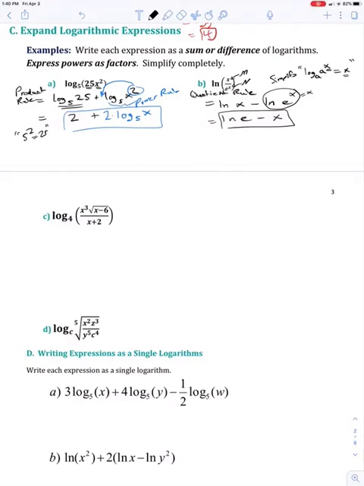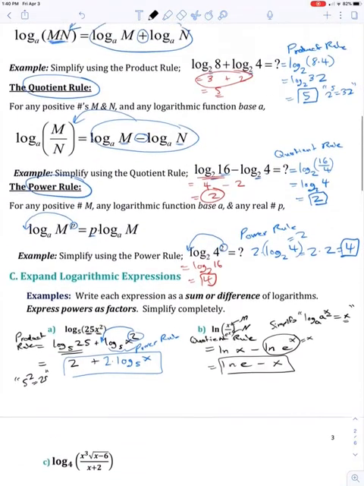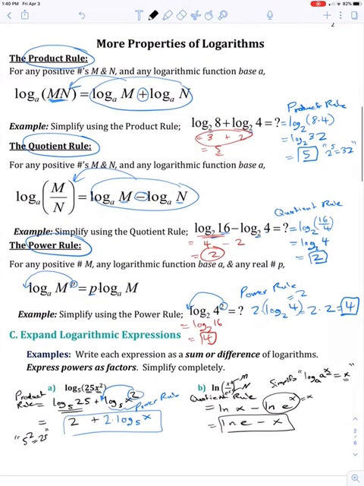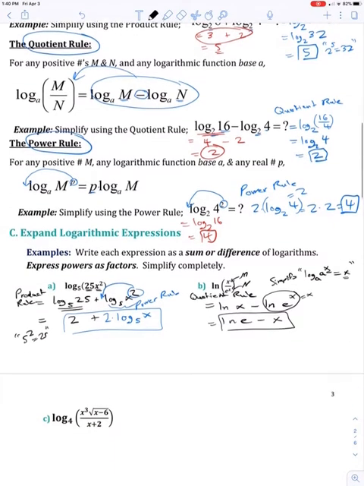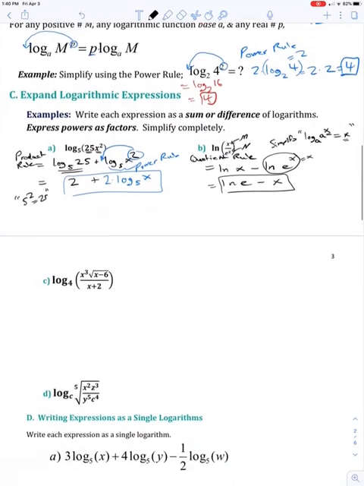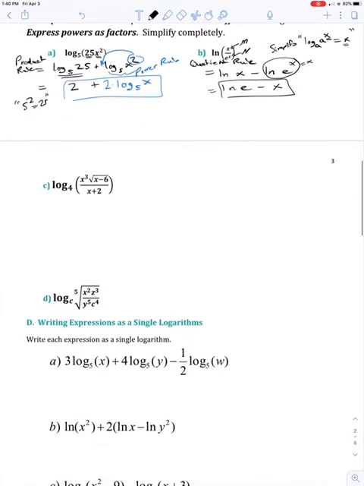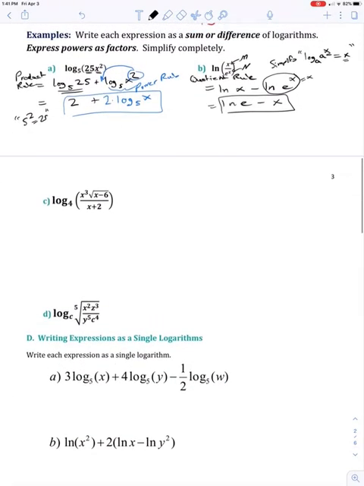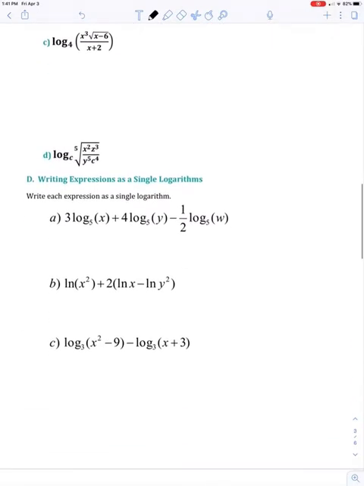All right, let's continue on here as we're looking at applying these properties that we've learned. We've talked about the product rule, which allows us to create a sum of logarithms. The quotient rule allows us to create a difference of logarithms, and the power rule allows us to create a product. In these examples, it says write each expression as a sum or a difference of logarithms. Express any powers as factors. Simplify completely. So let's go to example C.